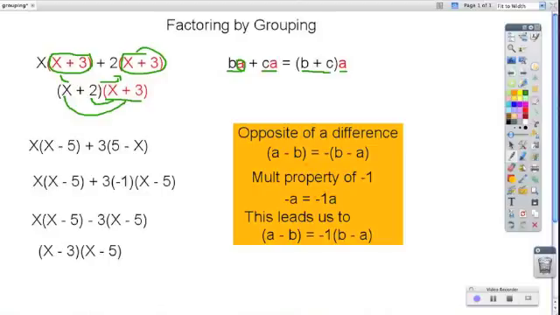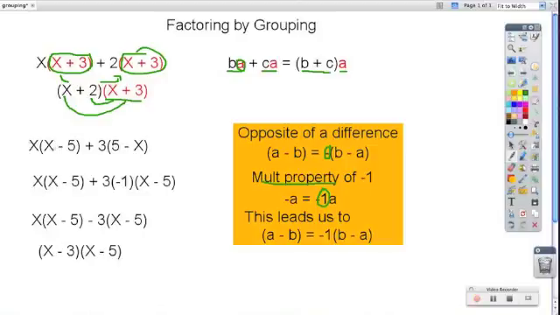These two properties put together lead us to this: A minus B is the same thing as -1 times (B minus A). Multiply it through and see. -1 times B is the opposite of B, and -1 times the opposite of A is A. So all we're doing is taking this sign and replacing it with a -1. We're allowed to do that by this property.